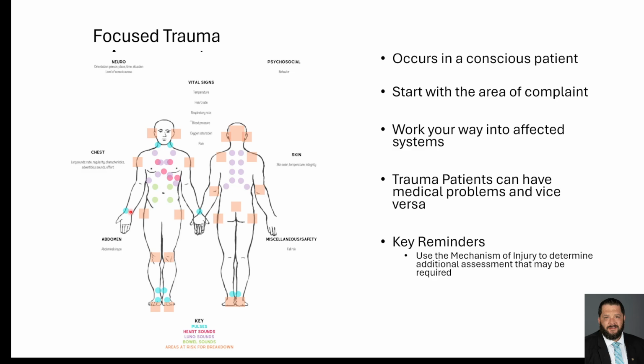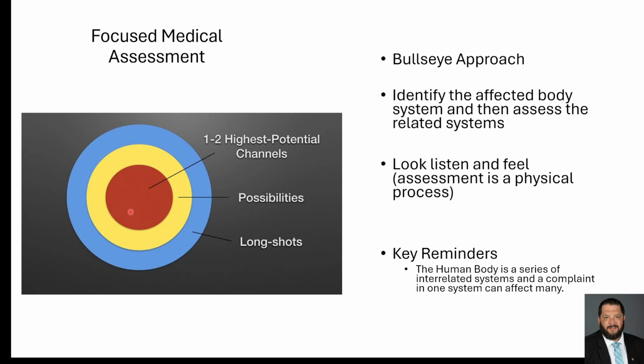All right, let's talk about the last type of assessment, which is focused medical assessment. Now, for the focused medical assessment, I like to try and encourage folks to use a bullseye approach. What do I mean by that? Well, based on your history and based on the patient presentation, we're going to look at the most likely affected organ system. Let's say that our patient has a chief complaint of chest pain. Most likely organ system for chest pain is the cardiovascular system.